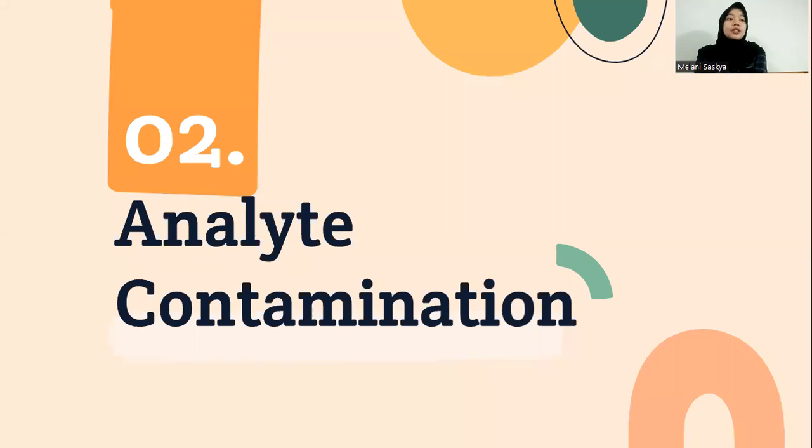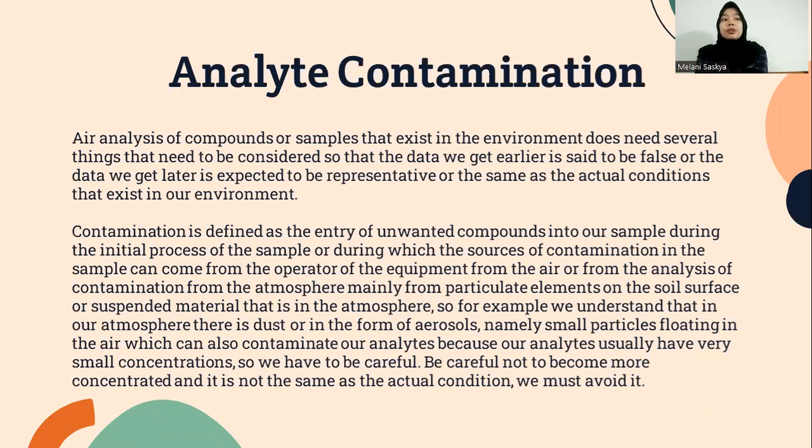The second, analyte contamination. Analytes or compounds or samples that exist in the environment need several things to be considered so that the data we get is not false, or the data we get later is expected to be representative of the actual condition that exists in our environment.